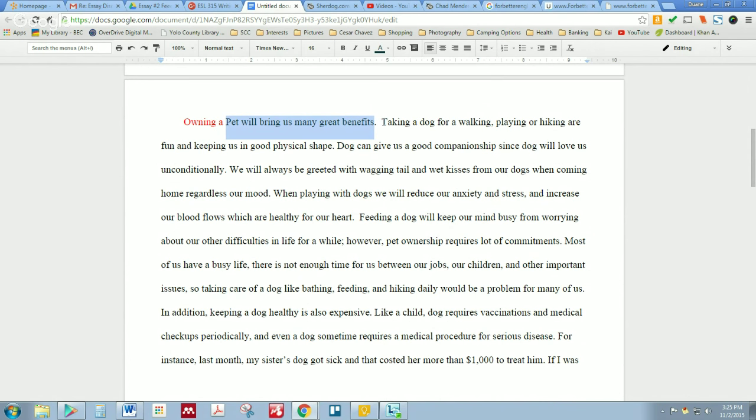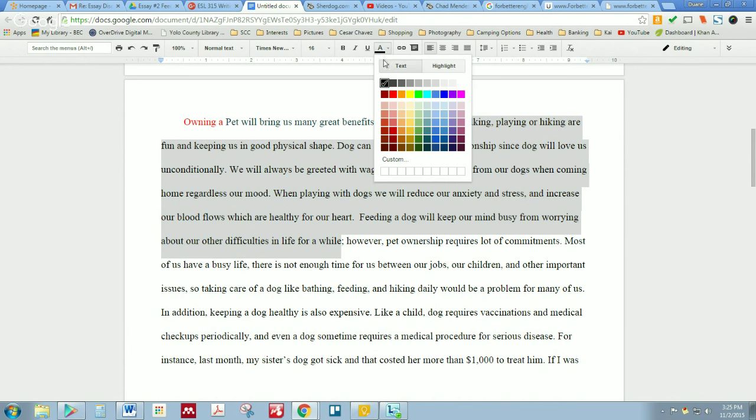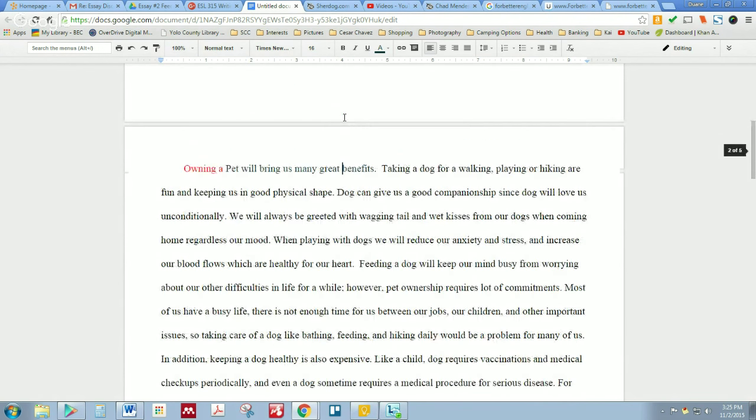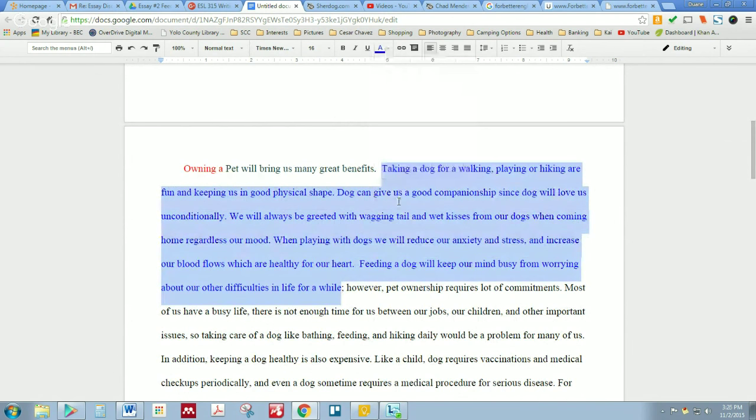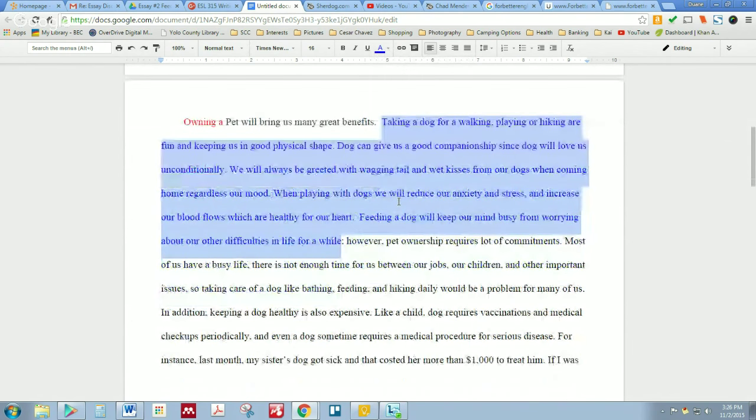And then some background, all positive things about owning a pet. So this is background. So background, I will make, what color did I do up here? Blue. Background will stay blue. There's no specific example here, but that's okay. There doesn't always need to be.